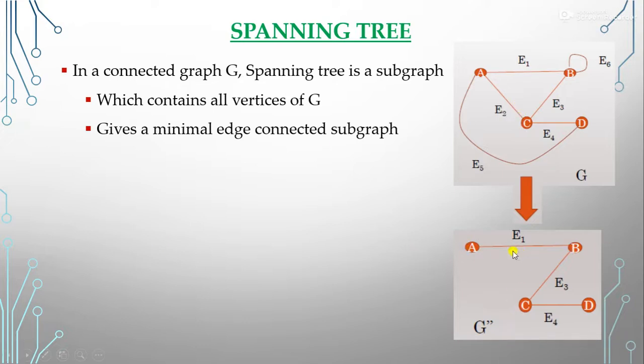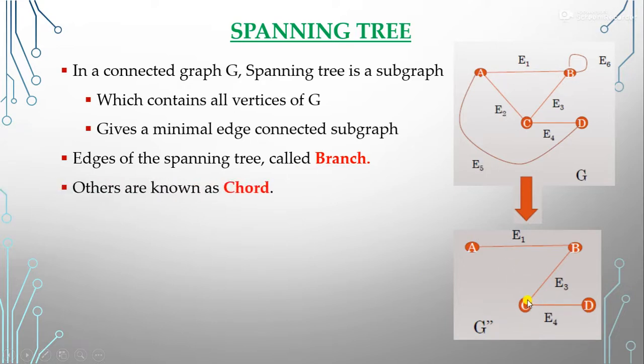If we have the spanning tree of this graph, then the edges of the spanning tree are called the branches. And the others are known as chords. What are the others? Here these are the branches of the spanning tree, and the chords are like this, E5, E6 and E2. So these are the chords, right? Which are removed to make the spanning tree. So this is called the chord.